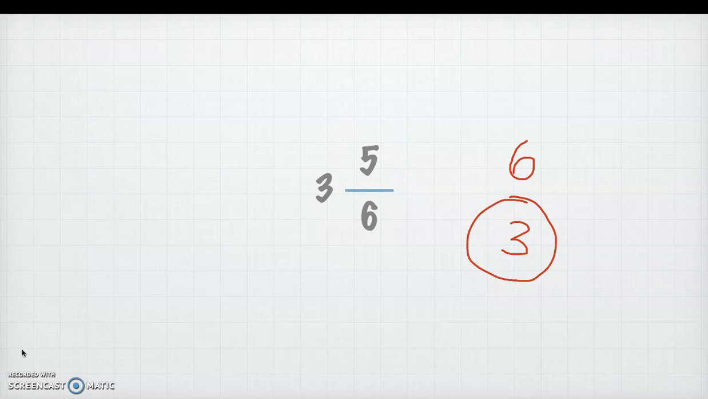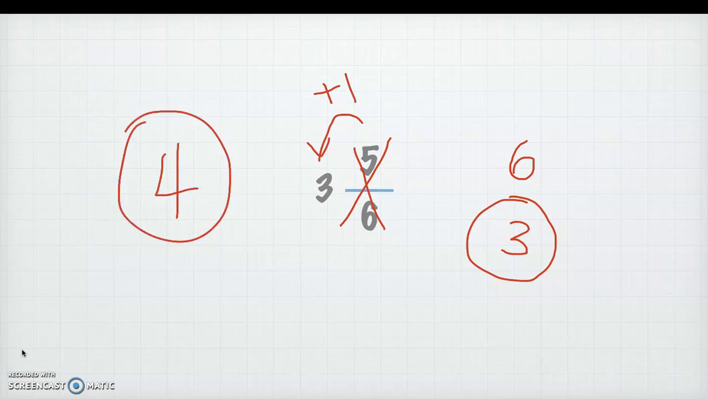Let's look at our fraction. Is our numerator 5 greater than 3? Yes. That means 5/6 is greater than 1/2. So I'm going to drop that fraction and add 1 to my whole number. My final answer is going to be 4. Let me move on to my next example.